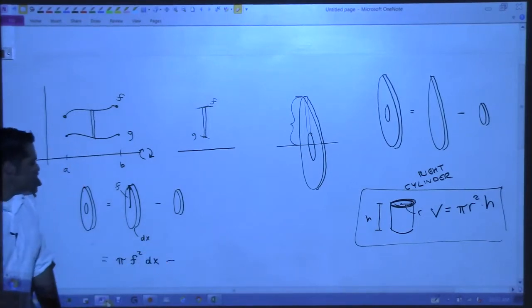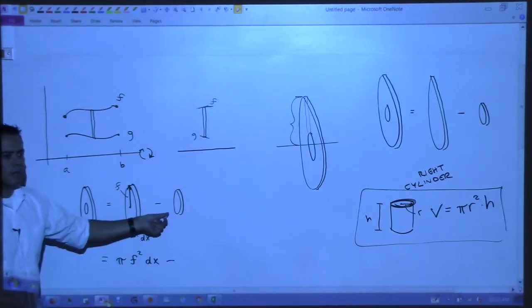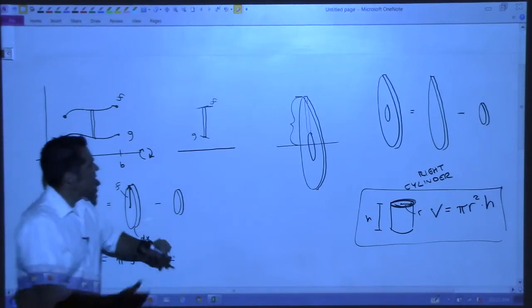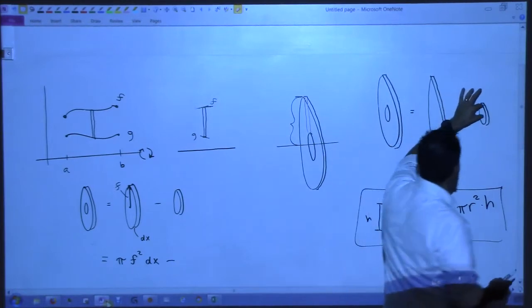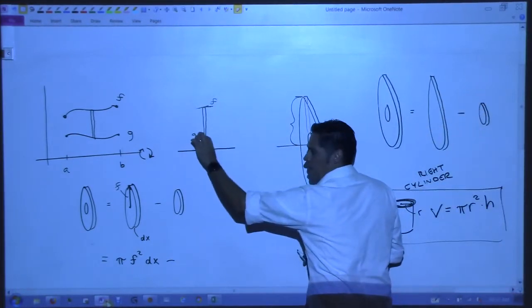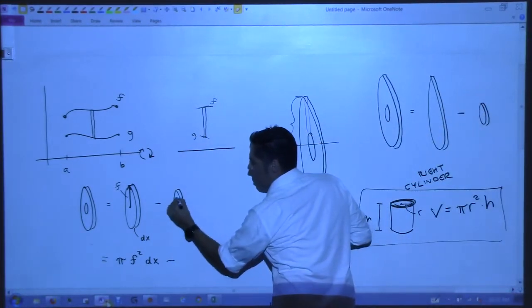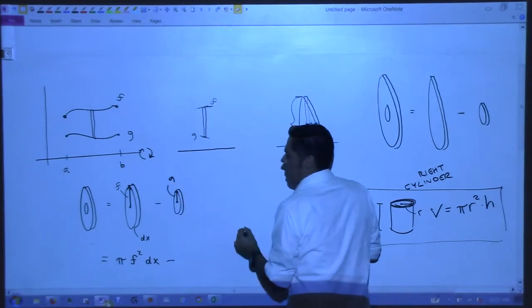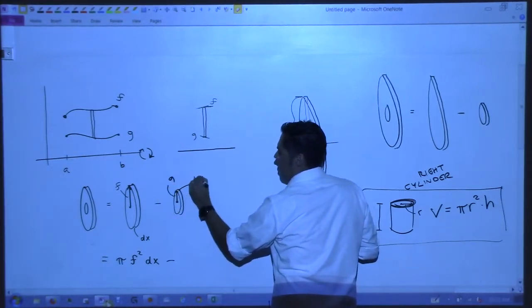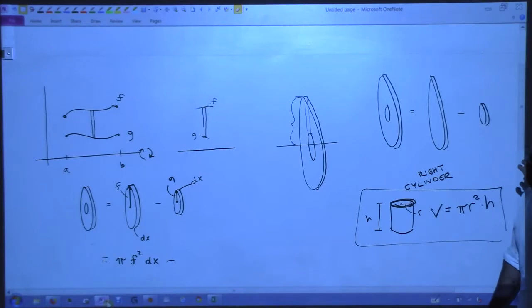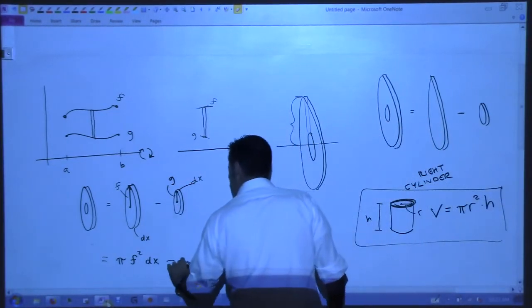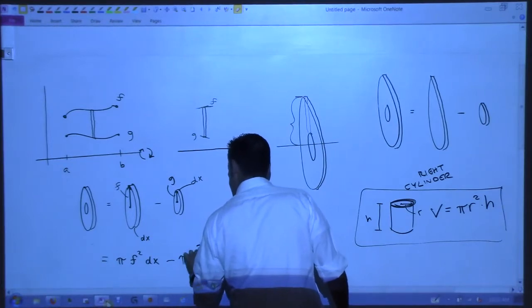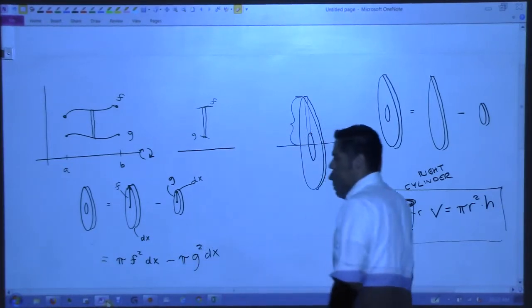Minus, now, what about this one? So this one here is this smaller one, and that means the radius on it is dictated by g, isn't it? So the radius on this one is g, and the width is still dx, isn't it? So the volume of that little guy is pi times g squared dx, right?